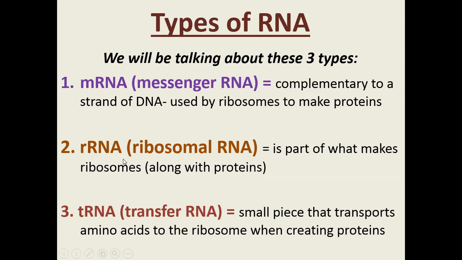All right, we have rRNA, or ribosomal RNA, because it makes up ribosomes. So rRNA actually makes up the ribosome that's going to make the protein. And last but not least, we have tRNA. The T stands for transfer, because it's going to transfer, like carry things. A small piece that transports amino acids. So remember, proteins are made of amino acids. So the tRNA is going to carry or transfer those amino acids to the ribosome to help build proteins. We will be getting more into this over the next couple of weeks.